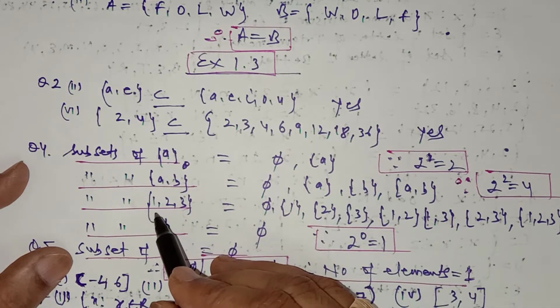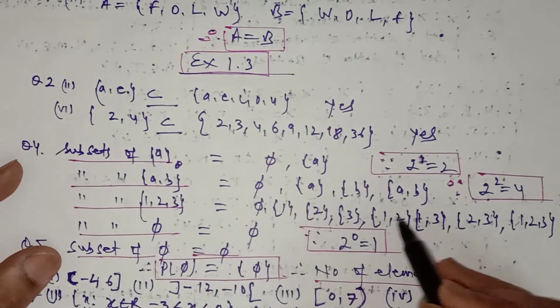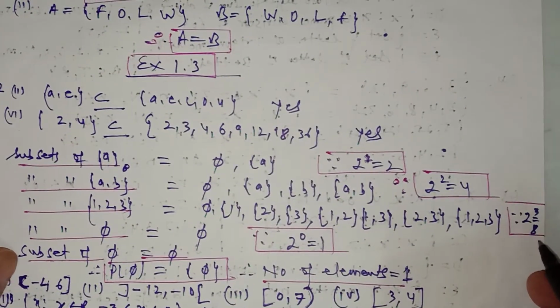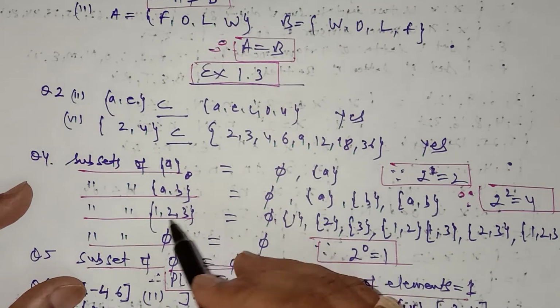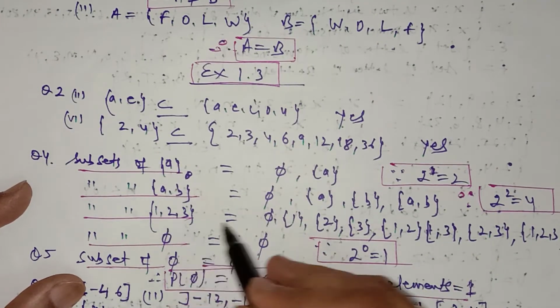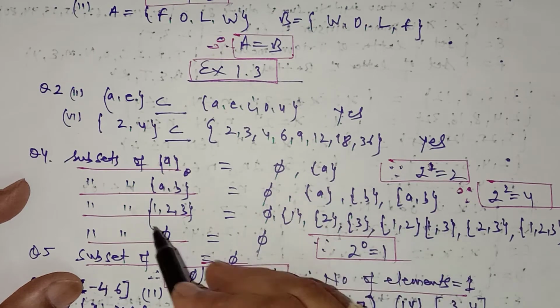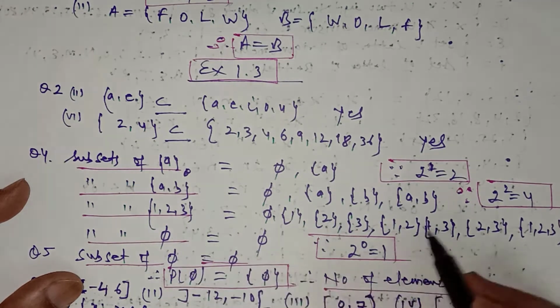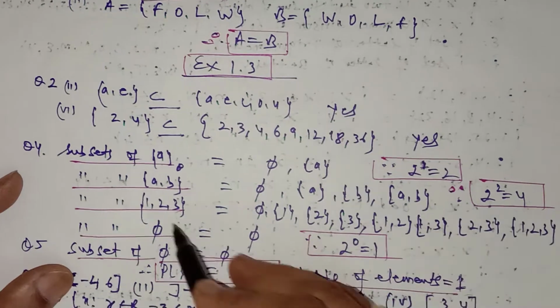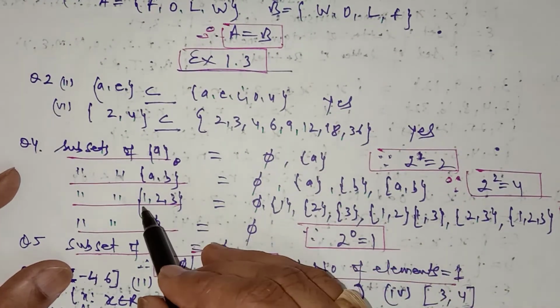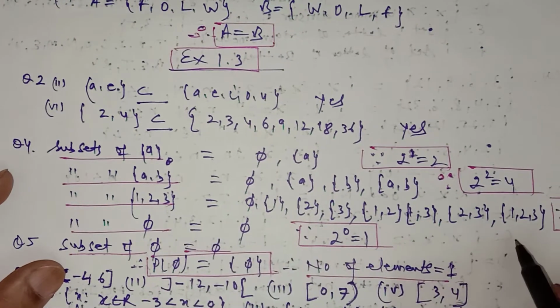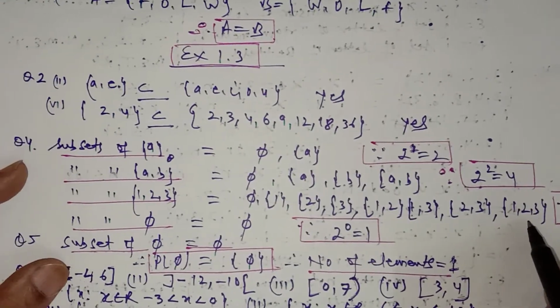Now for the set containing elements 1, 2, 3, the number of subsets will be 2 raised to power 3, which is equal to 8. They will be the empty set, the set containing element 1, the set containing element 2, the set containing element 3, the set containing elements 1, 2, the set containing 1, 3, the set containing 2, 3, and the set containing the elements 1, 2, 3. The total is 8 subsets of this set.